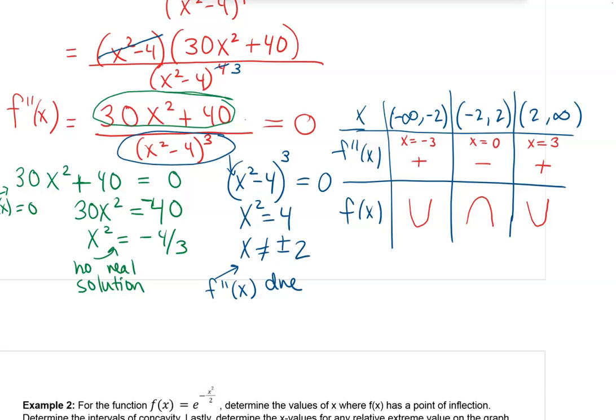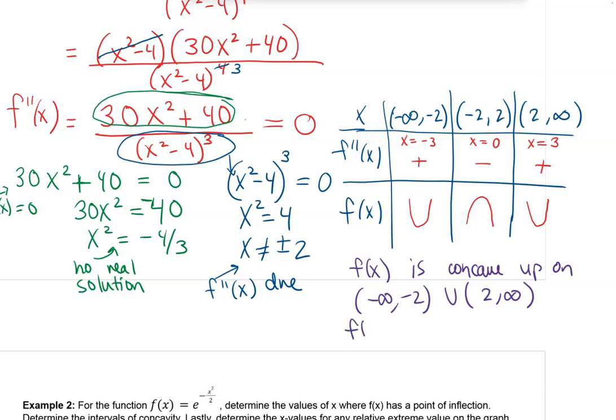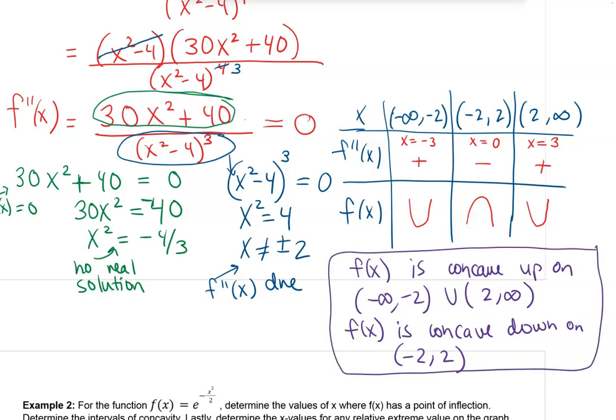So my final answer for this, I would say f of x is concave up on the intervals from negative infinity to negative 2, and also from 2 to infinity. That's where my graph is concave up. And then it's concave down on that in-between interval, so from -2 to 2. So that would be our final answer for that one, since it was asking us to tell intervals where the function's concave up or concave down.